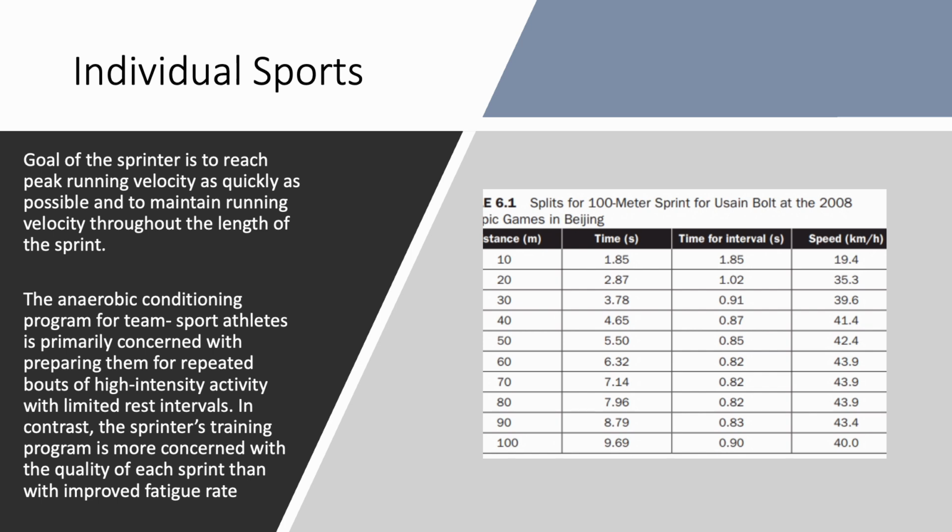The anaerobic conditioning program for team sport athletes is primarily concerned with preparing them for repeated bouts of high intensity activity with limited rest intervals. In contrast, the sprinter's training program is more concerned with the quality of each sprint rather than improving our fatigue rate, since their competition is usually a single race and not repeated bouts.